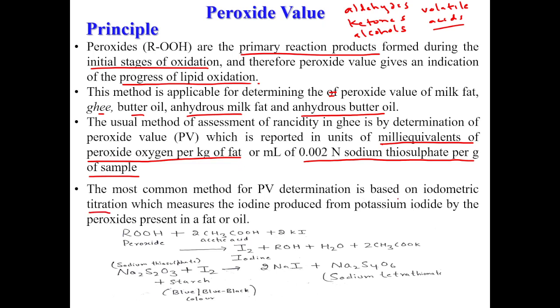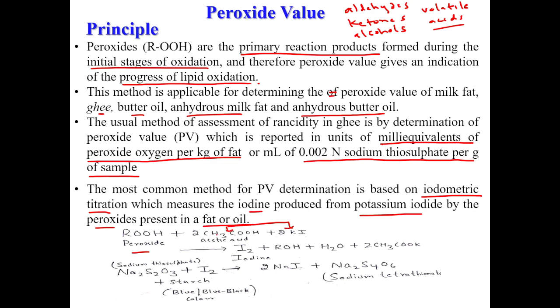So in this, iodometric titration is involved. This means that we have to titrate it with sodium thiosulfate. Iodine will be released, which measures the iodine produced from the potassium iodide by the peroxides present in the fat or oil. So we know that we have peroxide formation which is happening during the initial stages of oxidation. So this peroxide reacts, and we can see the reaction that releases the iodine from the acidified KI. So this is acidified, that is acetic acid we are using, and KI we are using. So we can call it acidified KI.